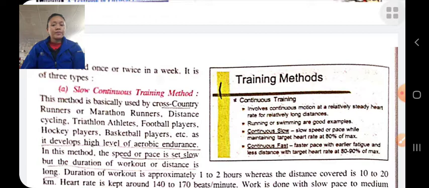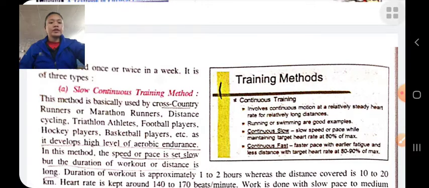Next is fast continuous training methods. In fast continuous training methods, our speed is fast. We do the activity with fast speed and the distance is short. The intensity of the workout is very high. We do the activity with high intensity, that is 70 to 90% of our maximum ability. As the intensity of the workout is very high, this fast continuous training method helps to develop aerobic endurance.